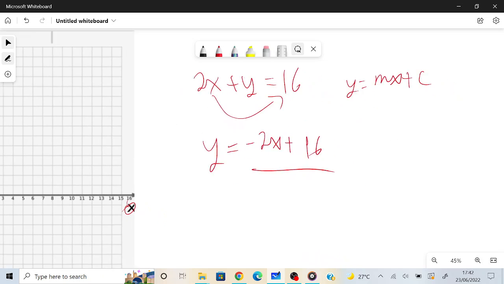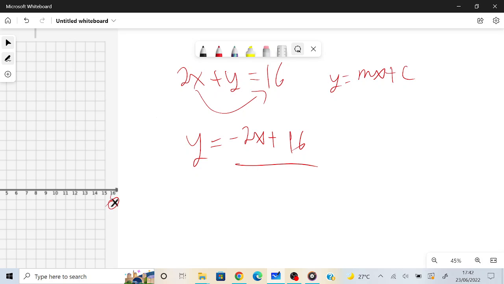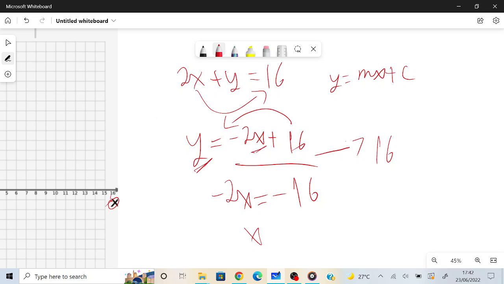Now let's do the needful. We know that our c is 16, so automatically it intercepts the y-axis at the point 0, 16, and now we need to find where it intercepts the x-axis. So we make y 0, we would simply have minus 2x equals minus 16, the 16 goes over to the other side, x equals 8, because minus 16 divided by minus 2 would give you a positive answer. Do remember that minus is the most dangerous sign in mathematics.